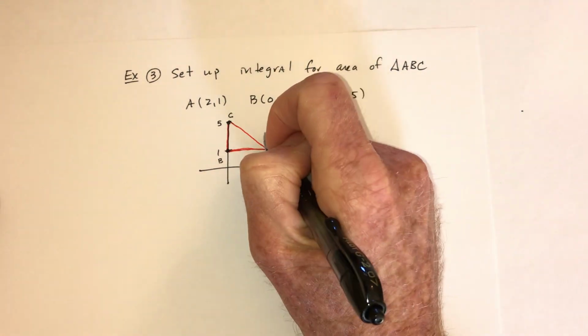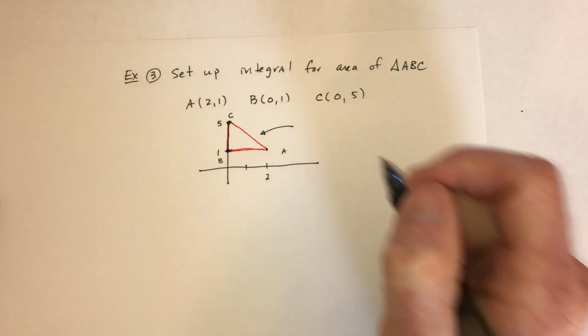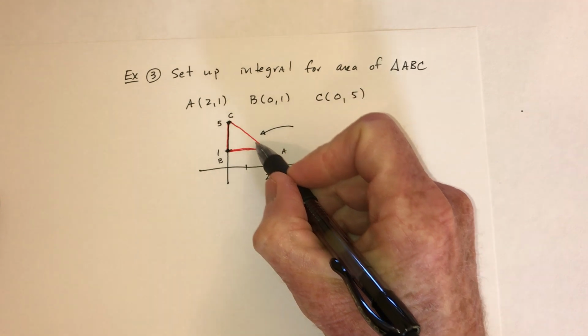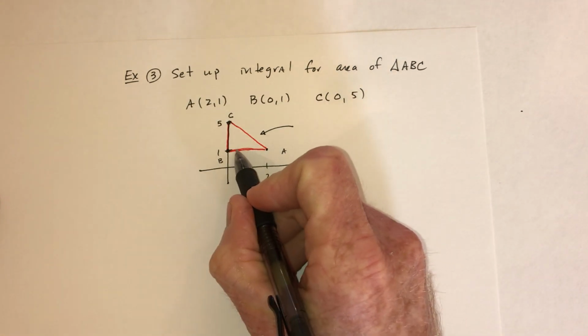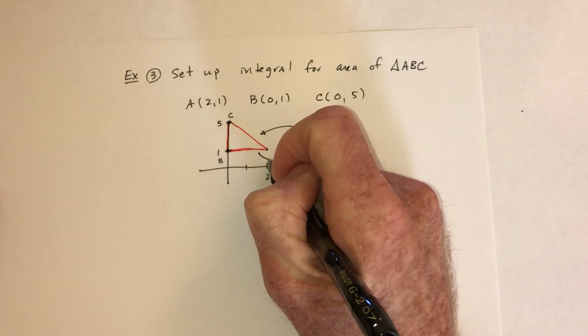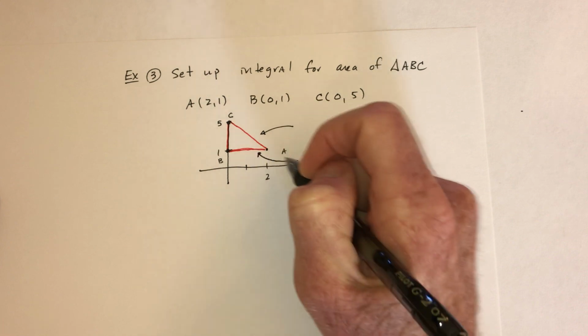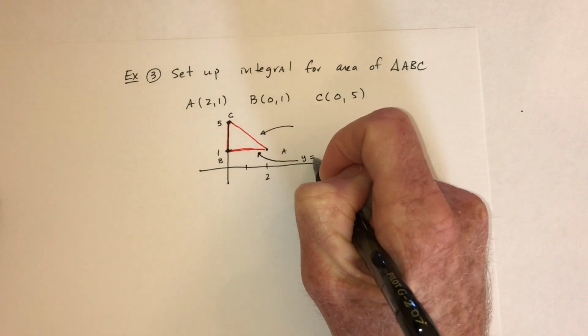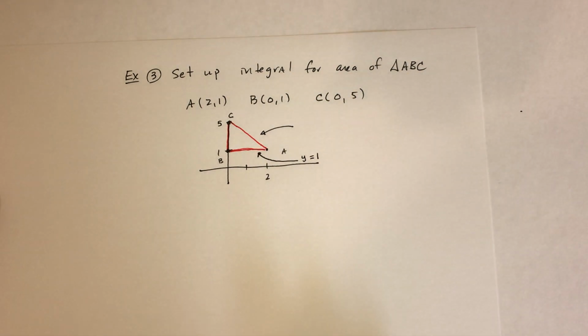So for one thing, I need to know the equation of this line right here. So this is going to be the top function, and this is going to be the bottom function. For the bottom one, that's easy because it's a horizontal line. Then it's just y equals 1 is the equation for that line.